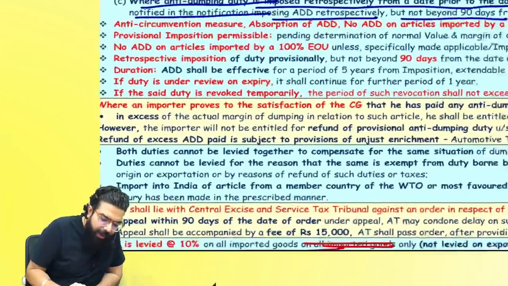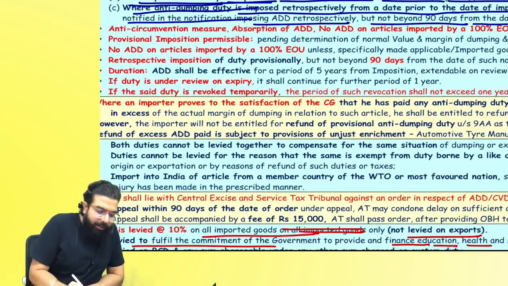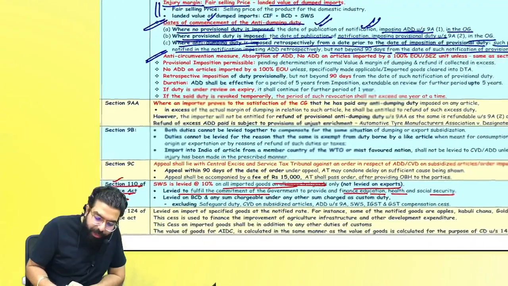The next one over here, sir. Whatever we learned in CVD for subsidized article, circumvention measure, absorption, right, everyone?